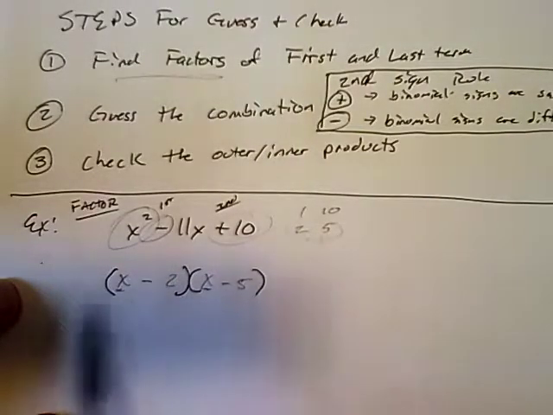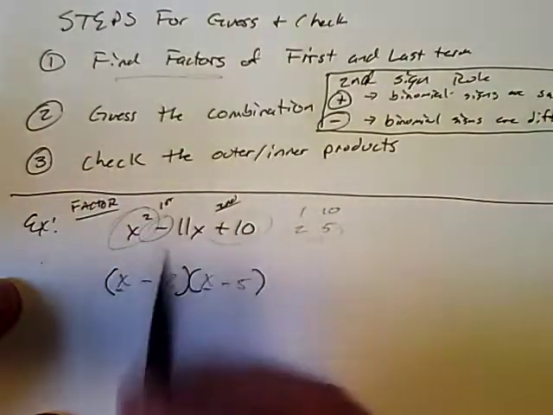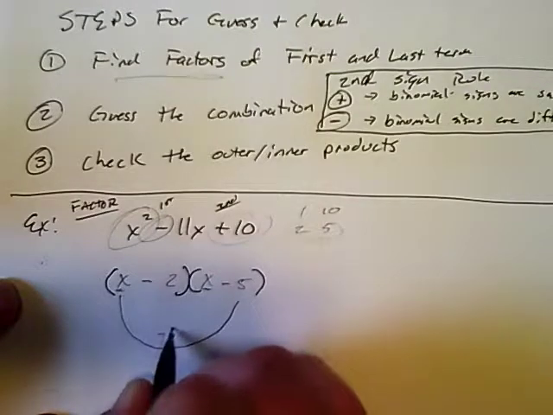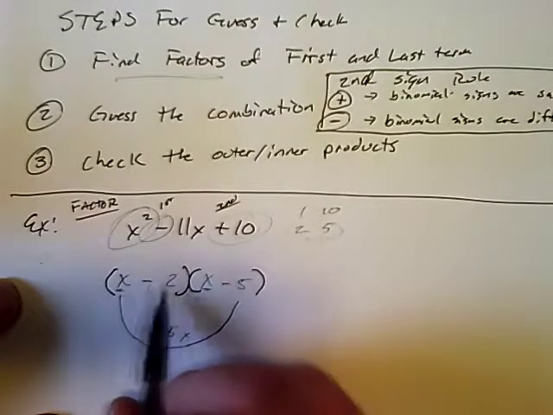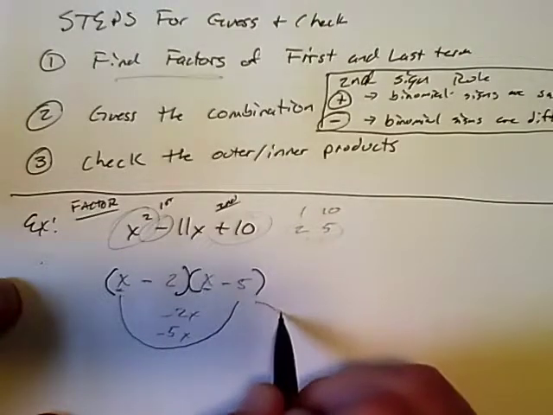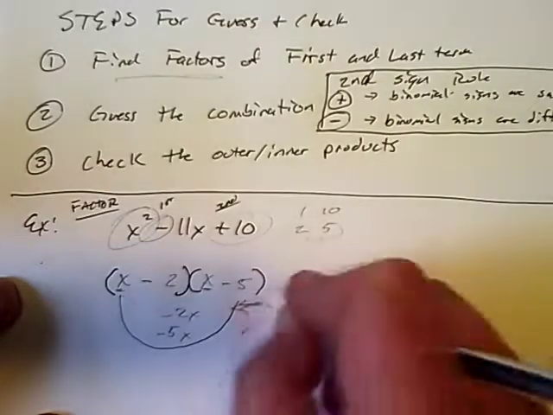Now, I have to check. So I've made a guess. Here's my guess. And now I need to check the outer and the inner product. So I'm going to check the outside. X times negative 5 is a negative 5x. Negative 2 times x is a negative 2x. I want to add.